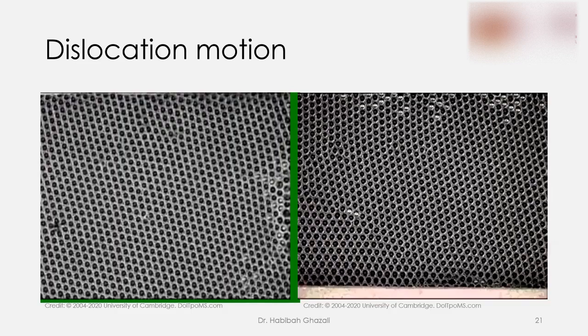So this bubble wrap is undergoing compressive and tensile deformation. So you can see the movement of dislocations during this plastic deformation.